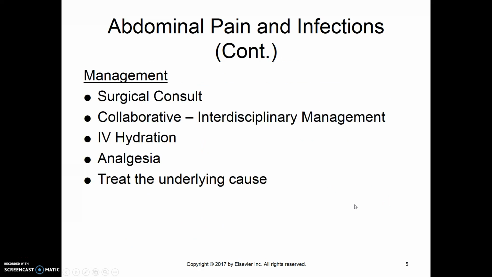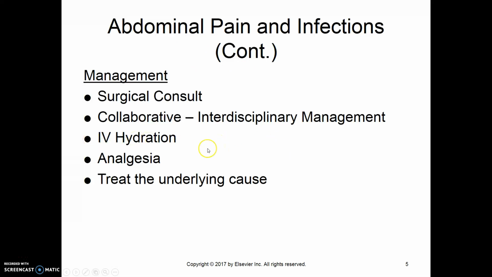And this last slide simply takes that management and says, look, here are the top things that we do to manage abdominal pain and infections. Well, an acute abdominal pain, an acute abdomen, is going to be sent to the ER or to the surgeon directly for surgical consult. A lot of abdominal disease and pain that is chronic really does require interdisciplinary management.